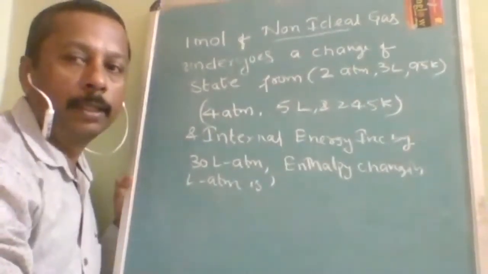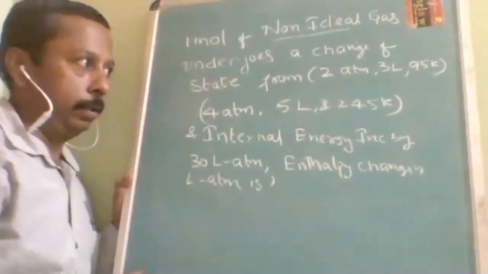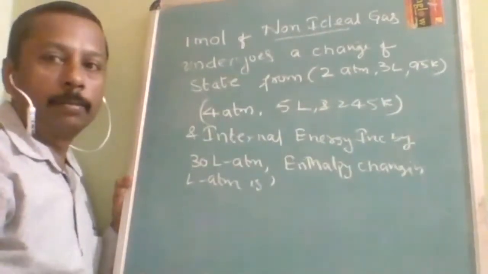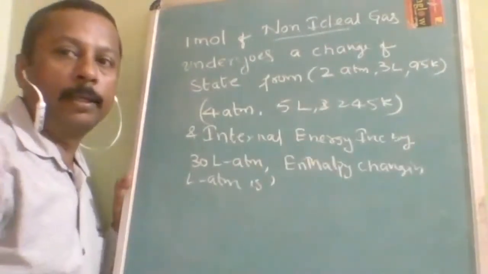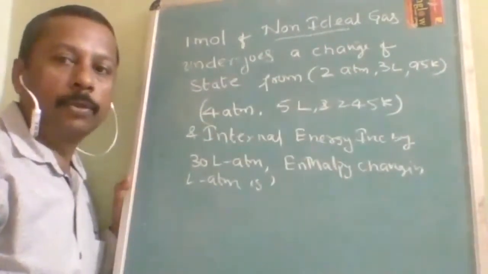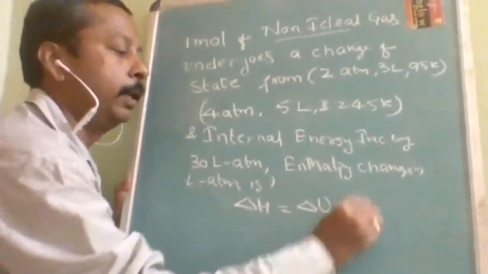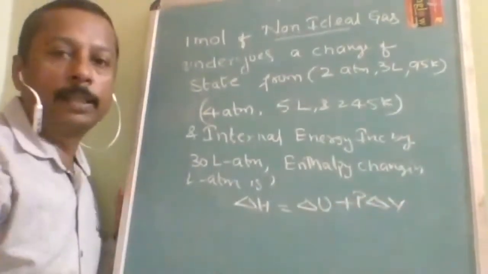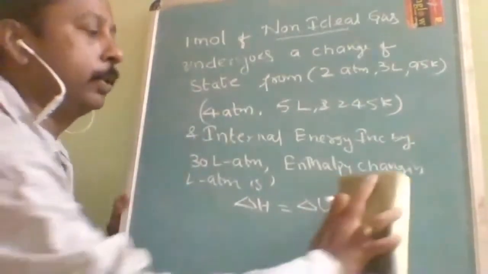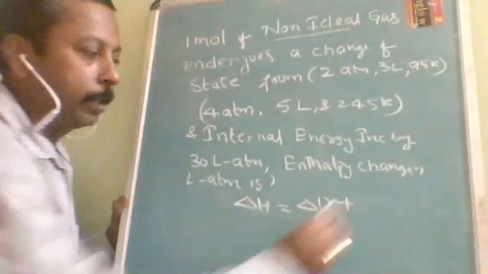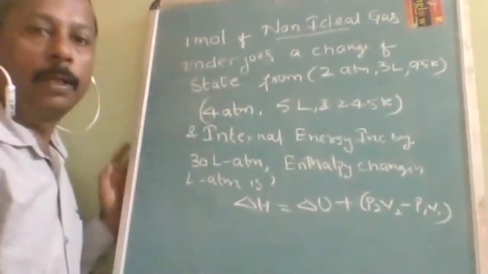In this question, there are no words like ideal gas, and no words like the process is carried out reversibly. It means we have to use the normal formula: delta H is equal to delta U plus P delta V. But the problem is that pressure is changing in both cases. Then we will use final P2V2 minus P1V1.